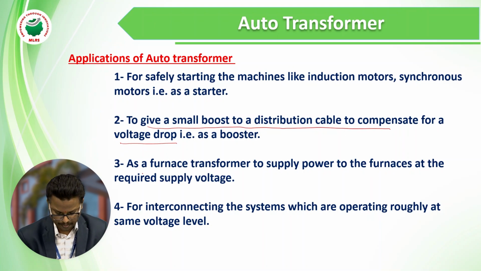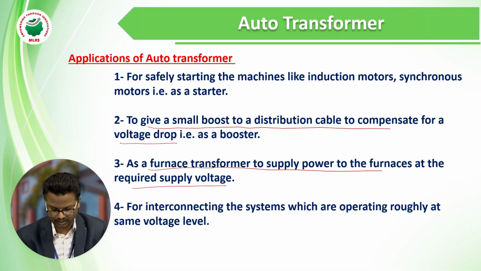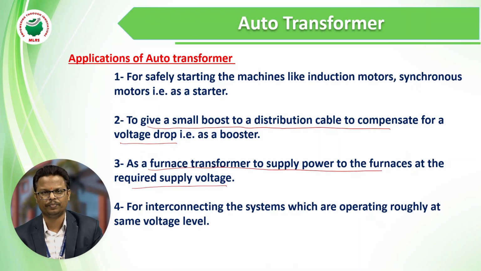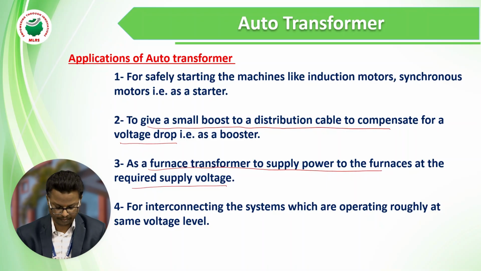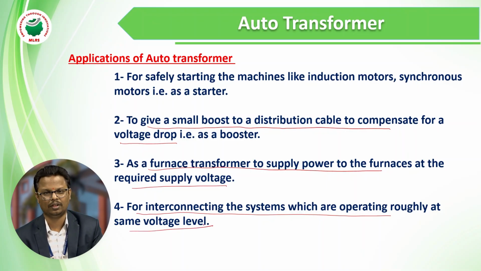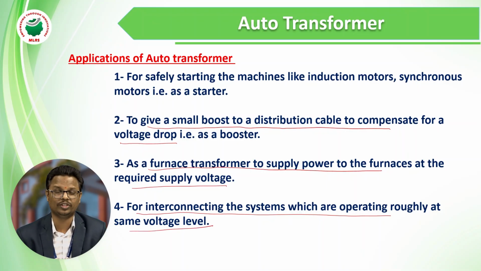And the next one is as a furnace transformer, to supply power to the furnace at the required supply voltage, we are using the auto transformer. For a furnace, we want to increase the current. Okay, so to increase that, we have to increase the voltage so that the current will increase, so that the furnace heat will increase. Okay, and the next application is for interconnecting systems which are operating at roughly the same voltages. So the same voltage is nothing but an isolation transformer.